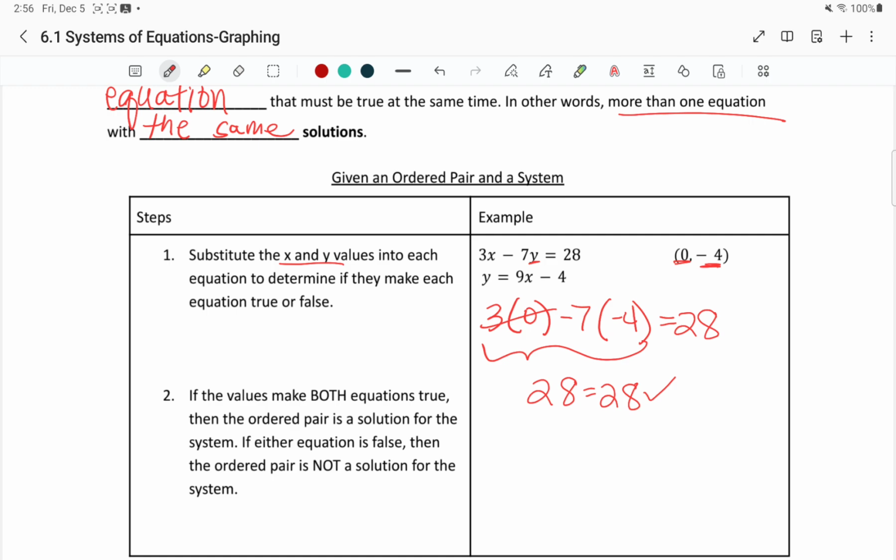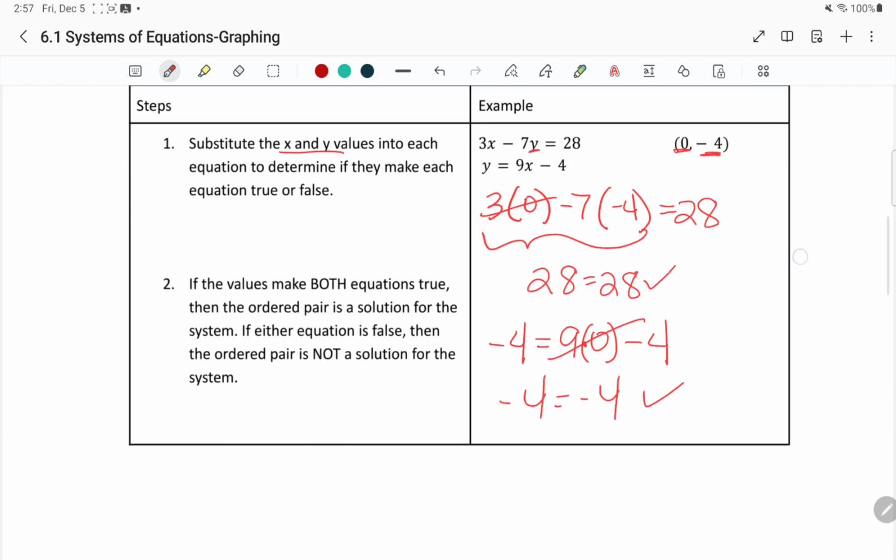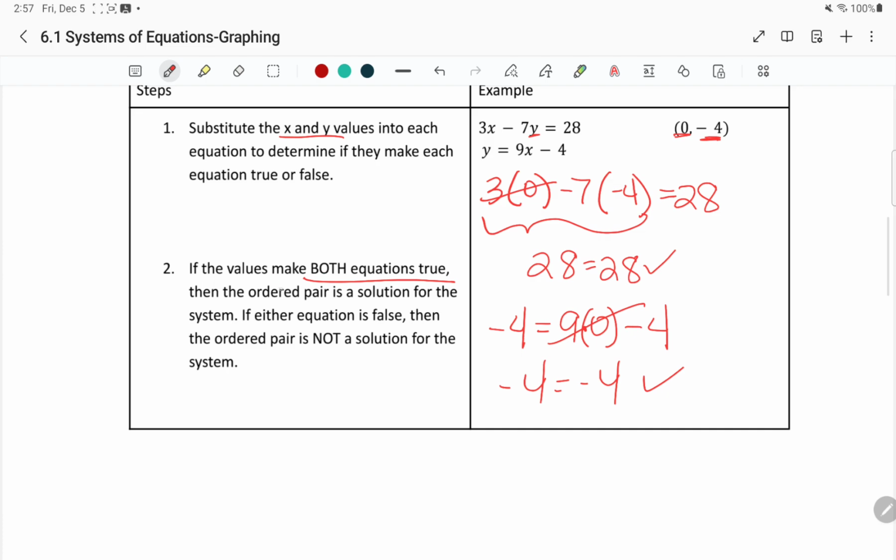So y equals 9x minus 4. y is going to be -4 equals 9 times (parentheses) 0 minus 4. 9 times 0 is 0, and I'm left with -4 equals -4, and that's perfect. Because they are both true, then the ordered pair is a solution. But if either equation is false, then the ordered pair is not. So if the bottom one had equaled 0 instead of -4, then it wouldn't have worked.